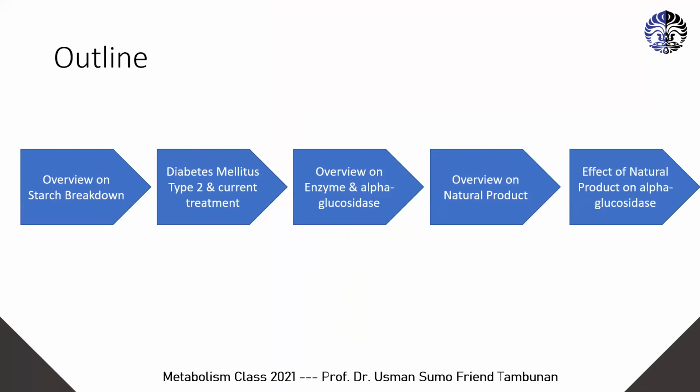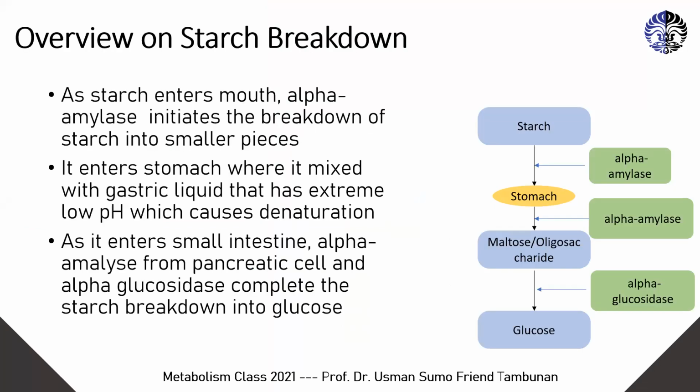In this topic, we will discuss an overview on starch breakdown, diabetes mellitus type 2 and current treatment, and then an overview on enzyme and alpha-glucosidase, then an overview on natural product and the effect of natural product on alpha-glucosidase.